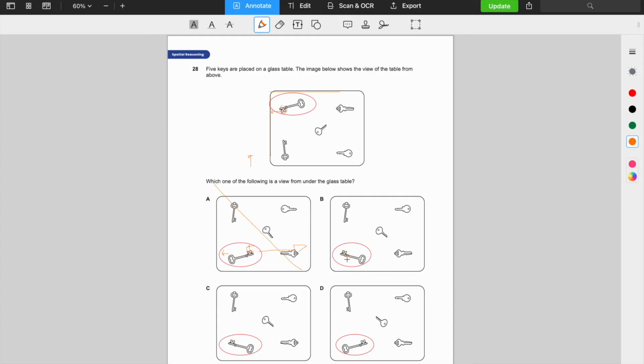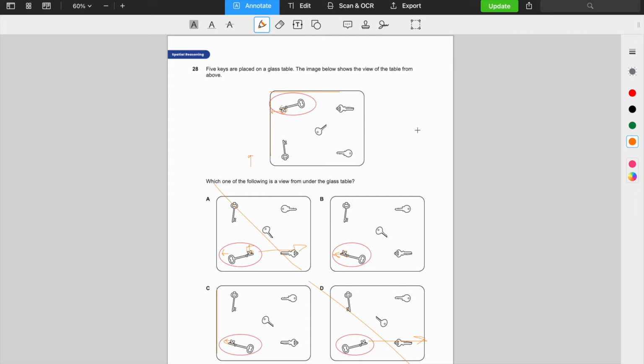So A doesn't work. For B, yes, the notches are pointing towards the width. C, yes, the notches are pointing towards the width, right? Which is what we want. But for D, the notches are pointing all the way towards the other side, so we can eliminate D. Now we're just left between B and C.